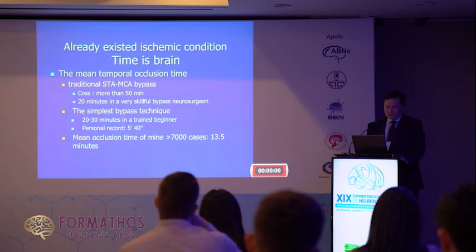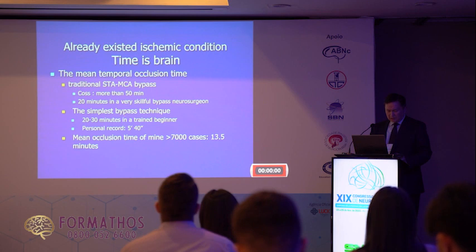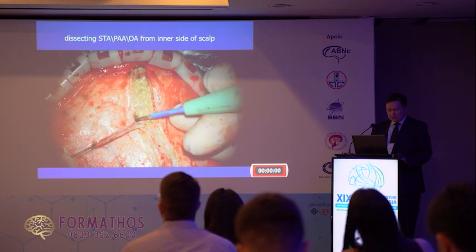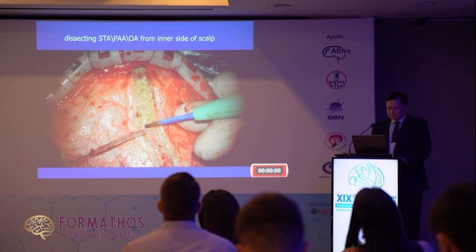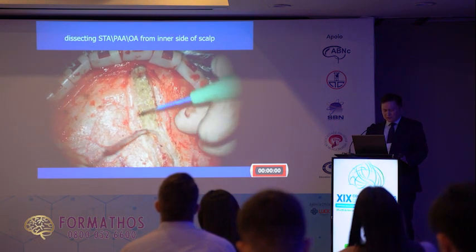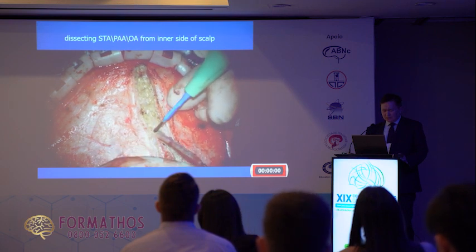For this kind of patient, normally they already exist in an ischemic condition, so time is very important. So in my personal series, the mean temporal occlusion time is only around 13 minutes. This is how I dissect the STA from the scalp inner side. It's very fast, only takes minutes.